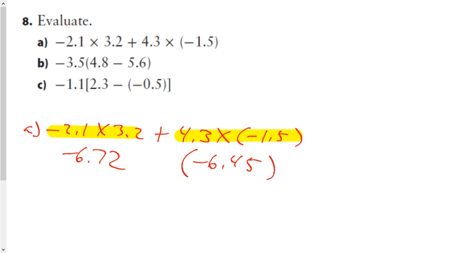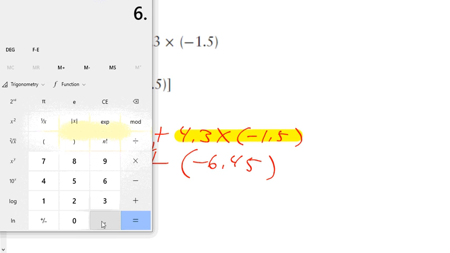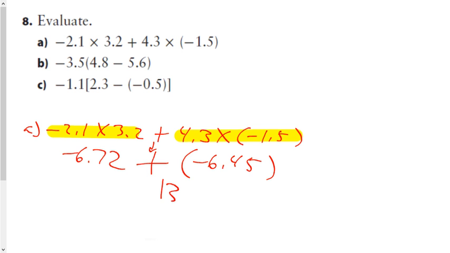I'm going to keep that in brackets, bring down my addition sign, and now I have a negative 6.72 plus a negative 6.45. I can do that in my head. It's 13 point, I don't want to do it in my head, who am I kidding? 6.72 plus 6.45 is 13.17. Is that negative or positive? Negative, because you're adding negatives to negatives.